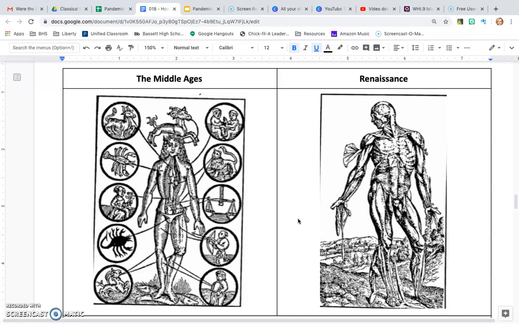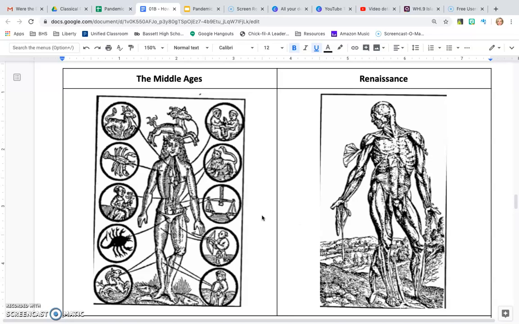Hey guys, today we're going to look at comparing the Middle Ages and the Renaissance in the way that man viewed the human body in relation to science and medicine. So what we're looking at here are two different anatomical drawings of the human body, one from the Middle Ages and one from the Renaissance.